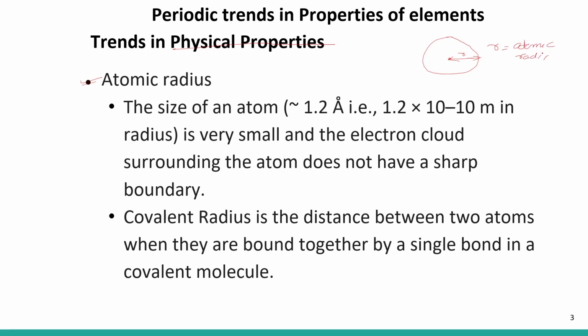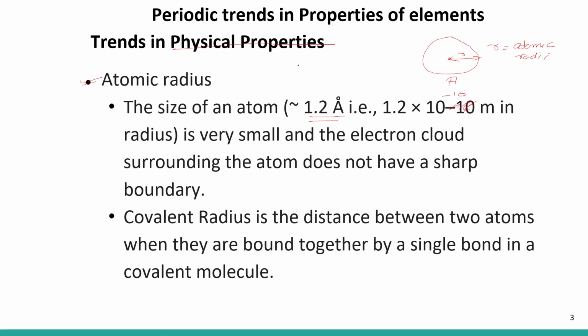The size of this atomic radii is very small. It is approximately 1.2 angstrom or 1.2 into 10 to the power minus 10 meter. But the problem is that this length is too small to measure with any instrument with accuracy. For that we take the covalent radius. So what is covalent radius?